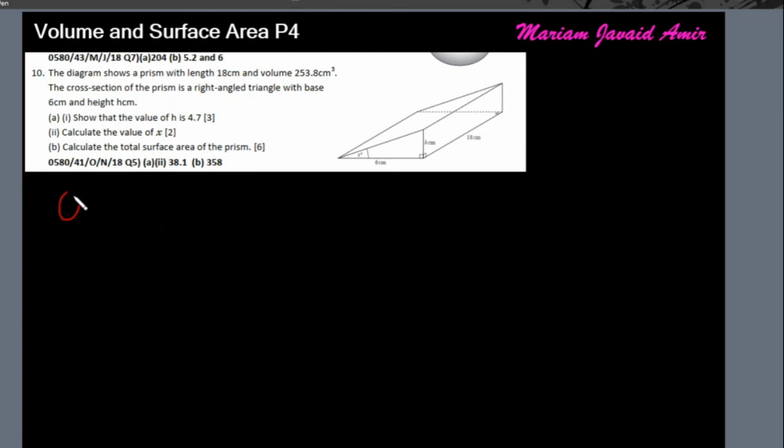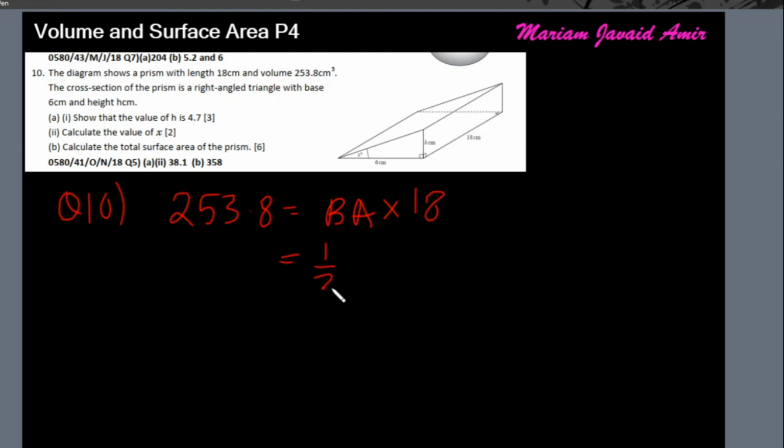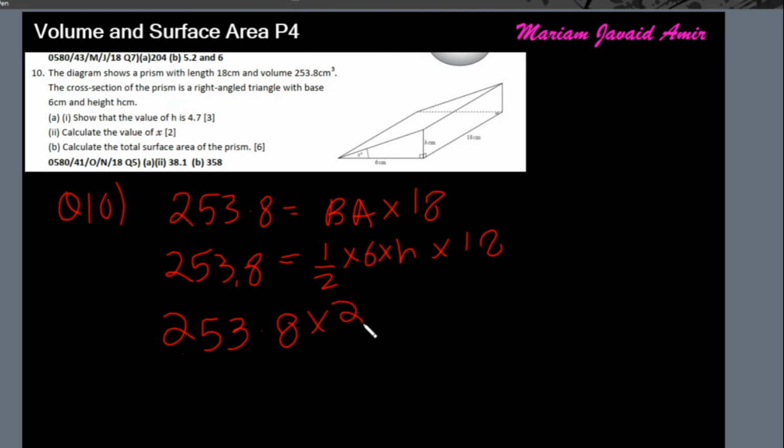Okay. So the diagram shows a prism with length 18 and volume 253.8. Show that height is equal to this. So the volume equals base area times height. Height is 18 in this figure, and base area will be half times base times h, times 18 equals 253.8. Make h the subject: 253.8 times 2 over 6 times 18. This should give us 4.7.